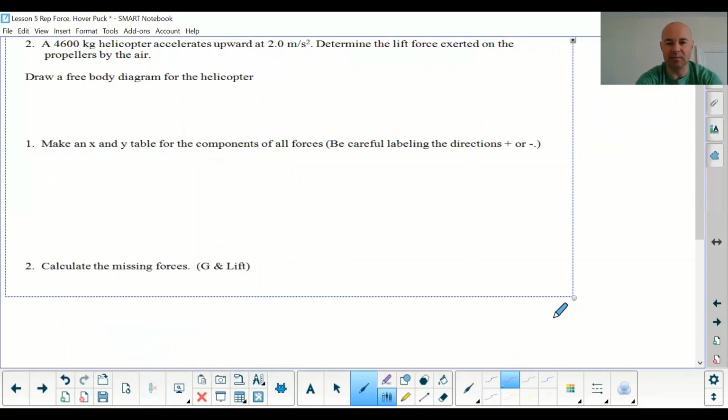This one talks about a helicopter. So it's just in one direction here. So I'm going to take you through one that's in one direction. Problems 3 and 4, they're pretty good problems. They're similar to the one that we just did.